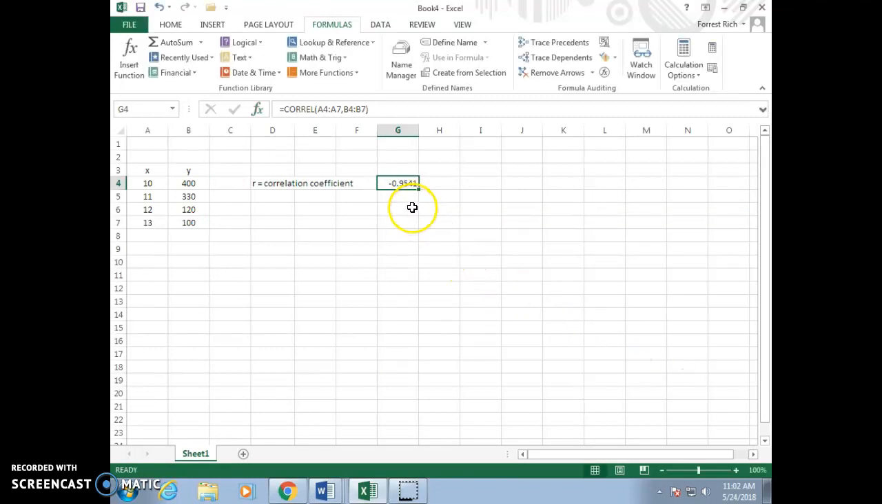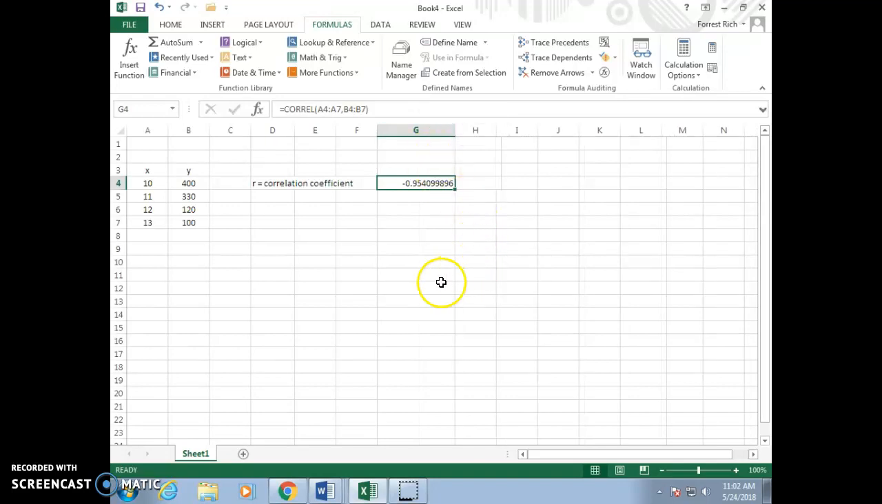If you can't see all the digits, you can grab the bar at the top, spread it out. The fact that this number is negative tells us that we have negative correlation, meaning that as the x numbers increase, the y numbers decrease. The fact that the correlation coefficient is close to -1 tells us that there's a strong relationship, high correlation, between x and y.